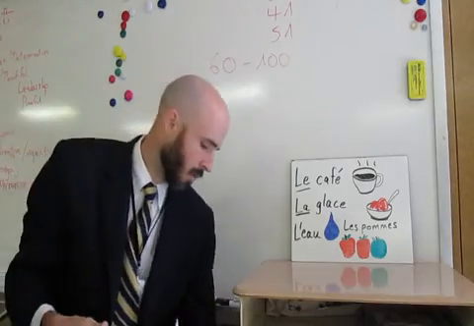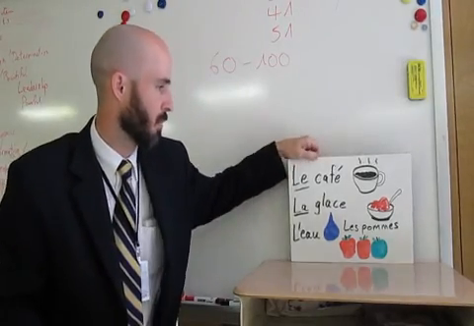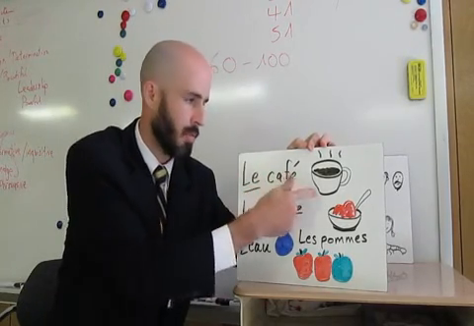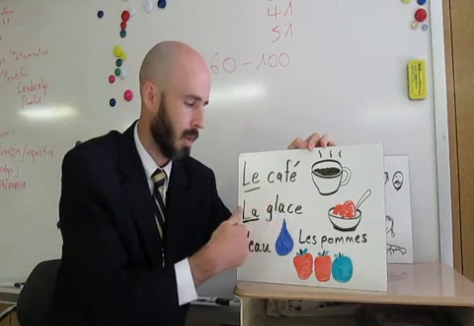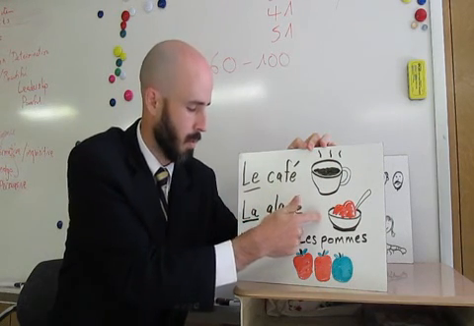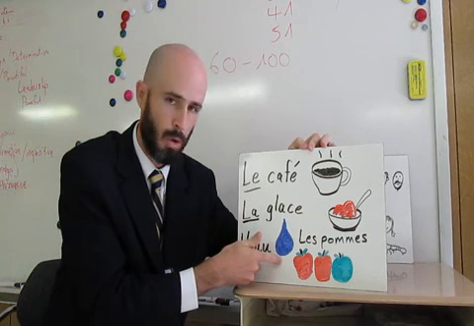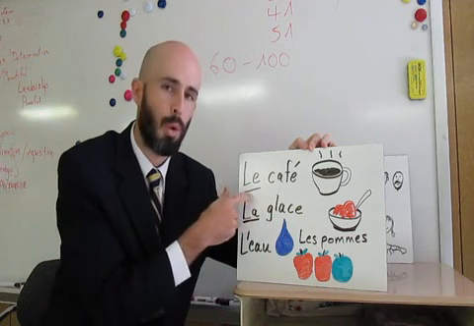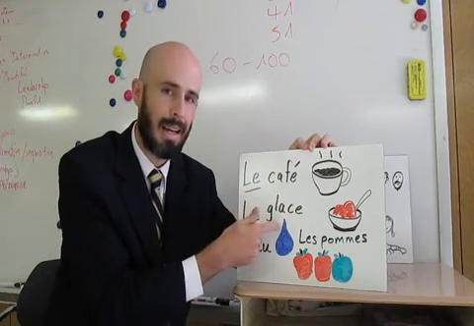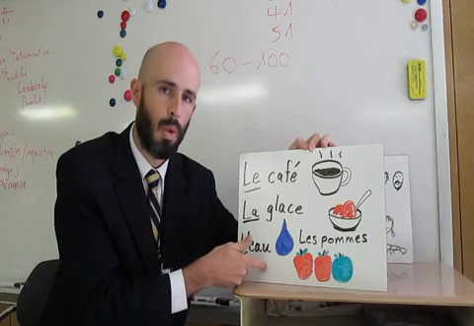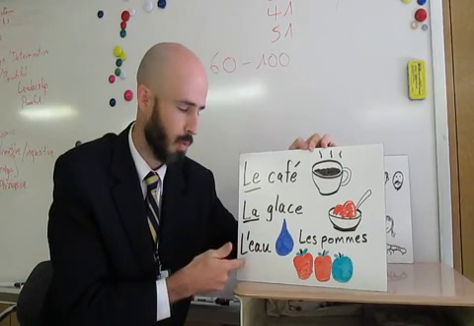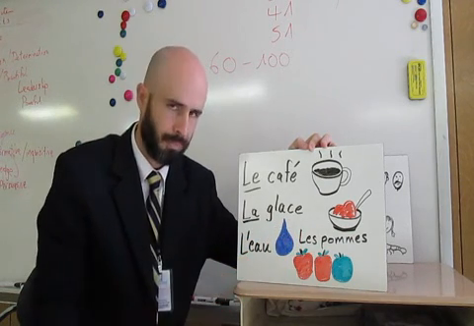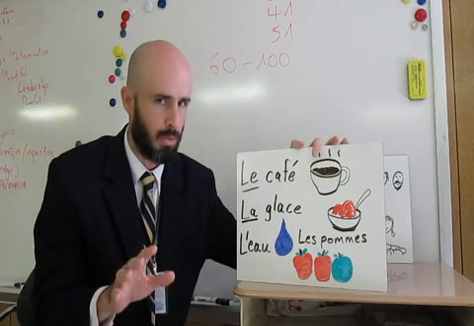To give you an example of usage, I could talk about le café, the coffee, la glace, ice cream, l'eau, the water, les pommes, the apples. So again, le café, la glace, l'eau. It's called elision. We use the l'. L'eau, les pommes.